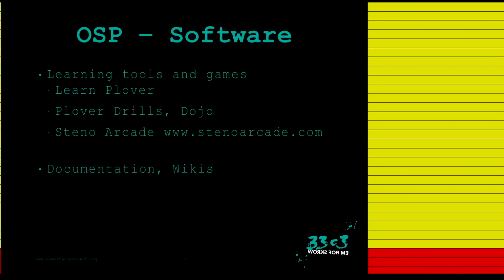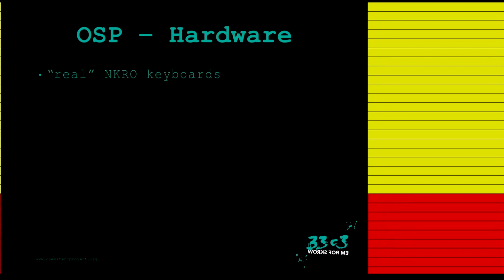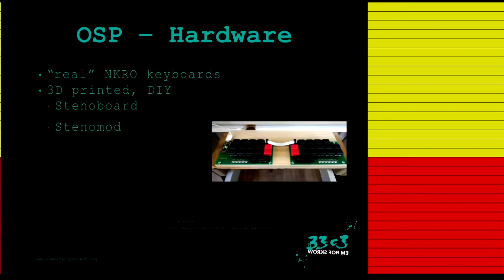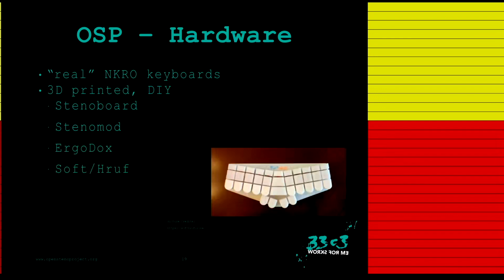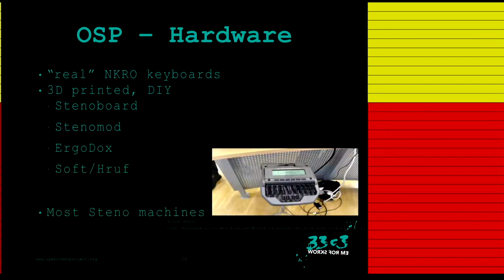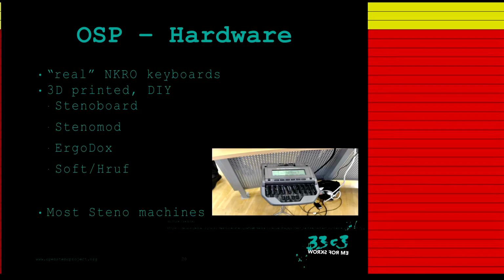Yeah, as mentioned, we have everything available. We have even games, Steno Arcade, documentation wikis. To start with, you need a few keyboards. Here are a few. Man-made or 3D printed, and if you want, I also have some of them with me, and we also have a steno machine, so if you want to have a look, then thanks.